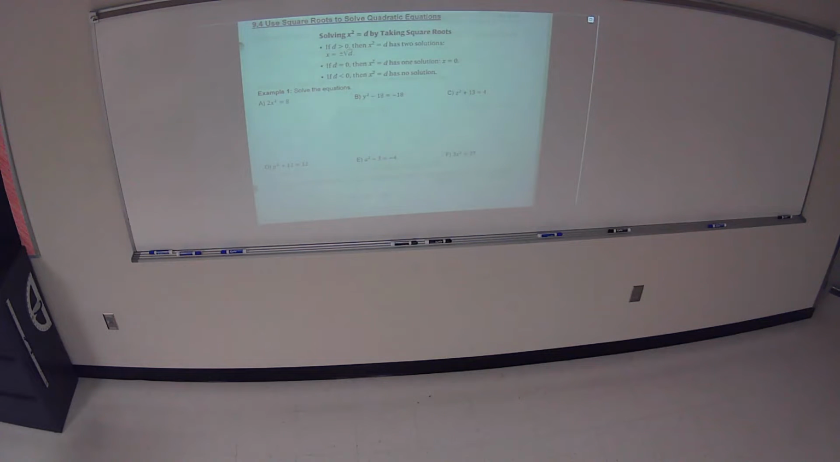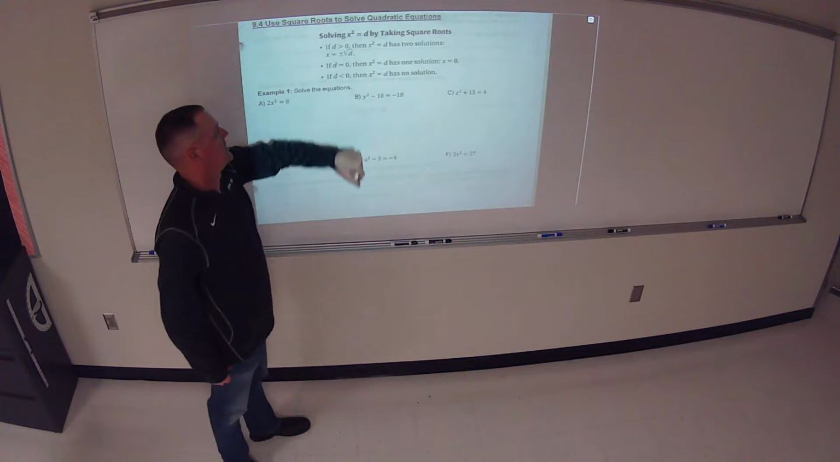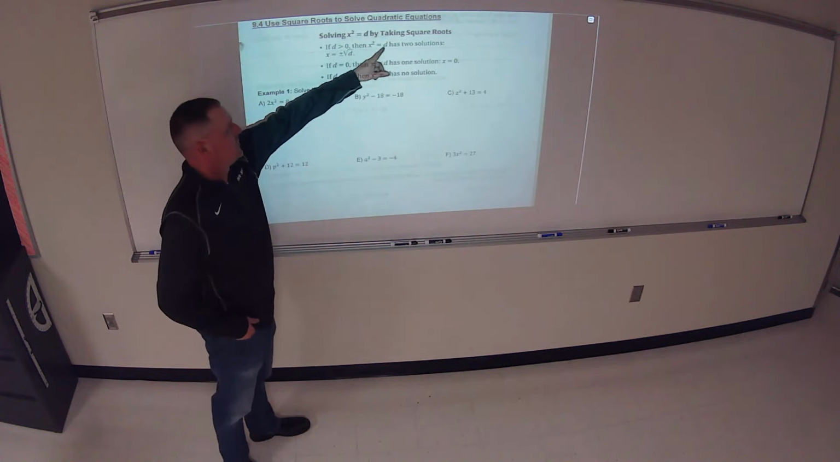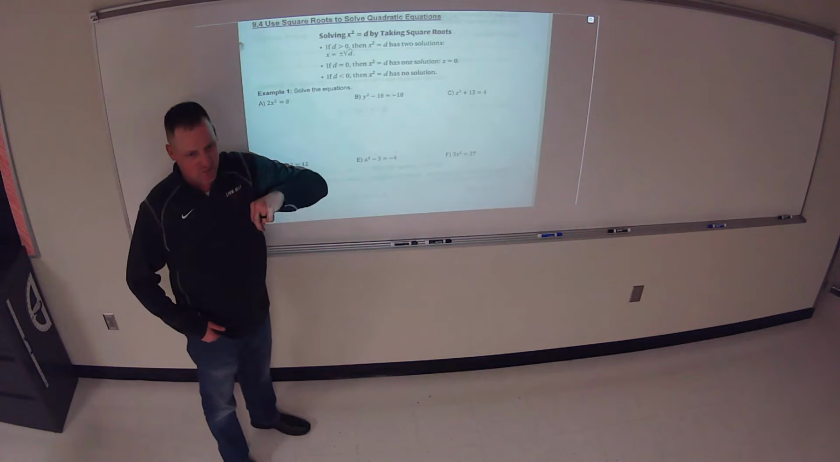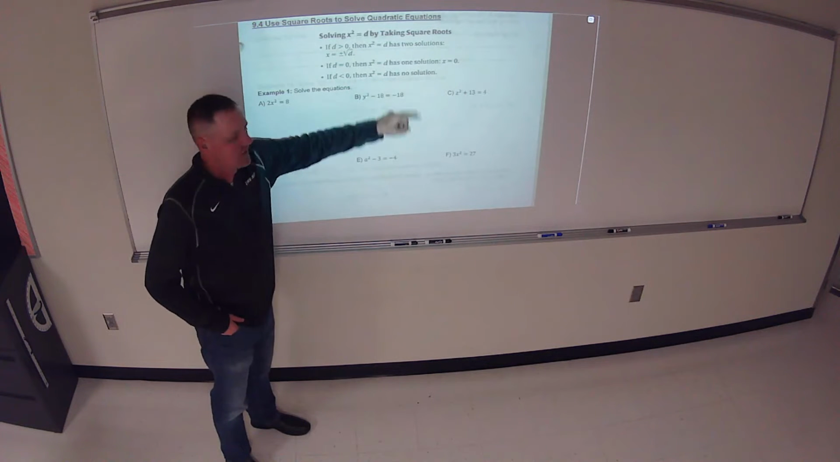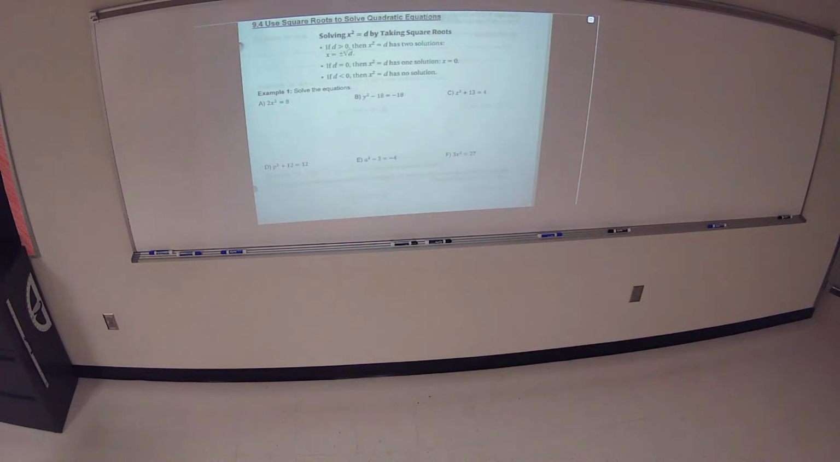All right, so at the top of our notes, that's our step 2 kind of in the book's terminology. Okay? So they say it really, really weird, but if d is greater than 0, then x squared equals d has two solutions. Here's the way I say it. If x squared is positive, it has two solutions. If x squared is 0, it has one. If x squared is negative, it has no solution. That's the way I write it. That's the way your book writes it. Same thing, just two different ways to be able to discuss it.